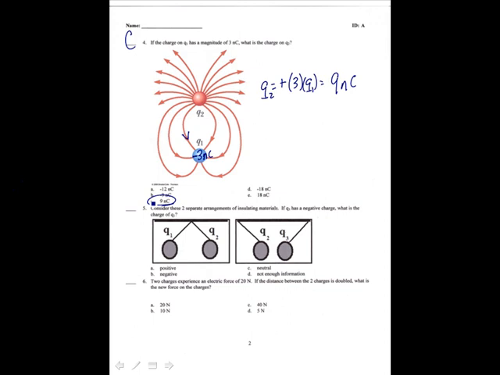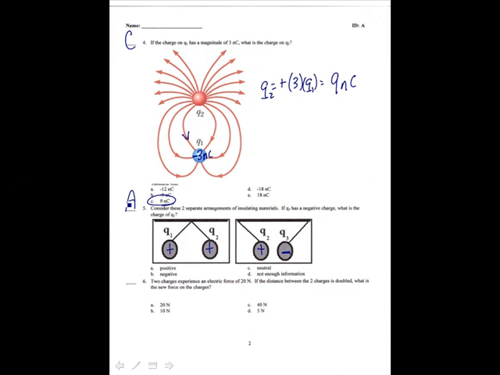Consider these two separate arrangements of insulating materials. If Q3 has a negative charge, what is the charge on Q1? Well, if Q3 is negative, Q2 is the opposite, so Q2 is positive, and then Q1 has to be the same. So the answer is that Q1 is positive.